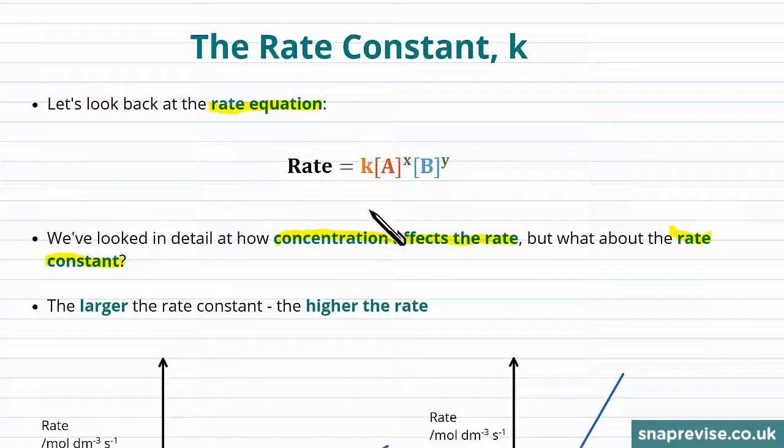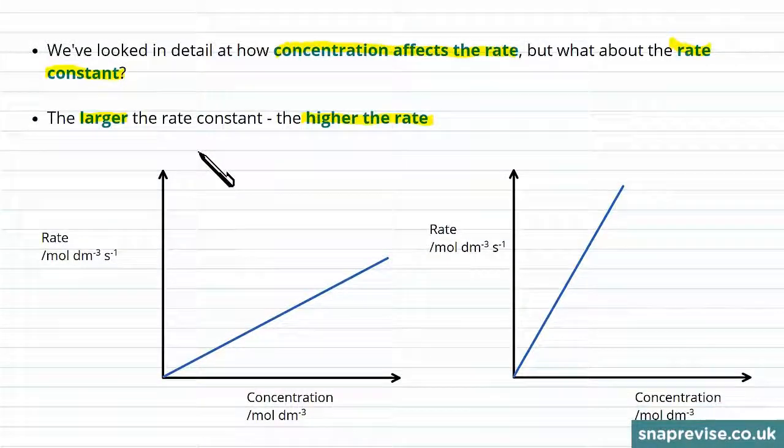Well, if the concentrations are constant, then the rate is just directly proportional to the rate constant. So the larger the rate constant, the higher the rate. If we look back at some first order rate-concentration graphs, which you should recognise from a previous video, you should know that the gradient of these graphs is equal to the rate constant. So we can see here the graph on the left has a low rate constant and the graph on the right has a high rate constant.